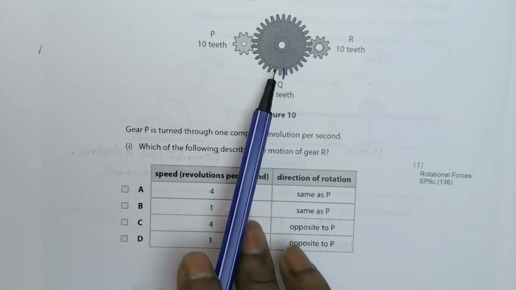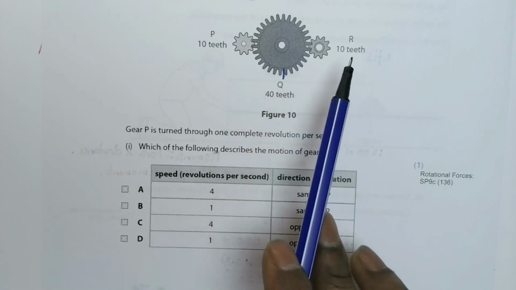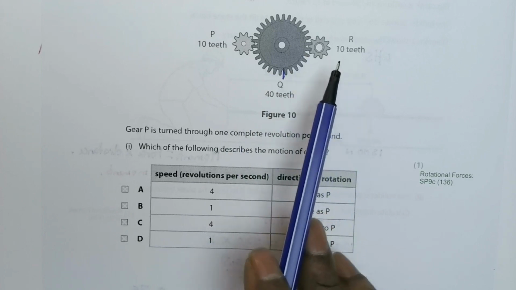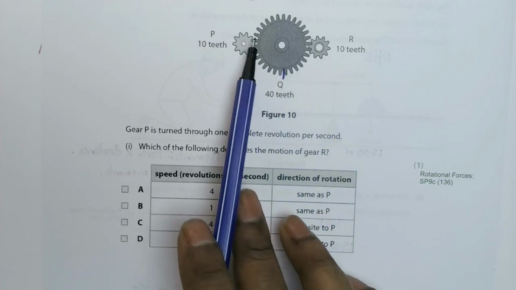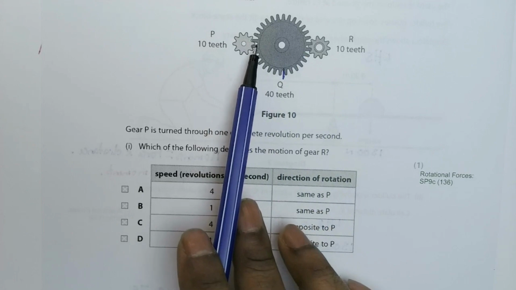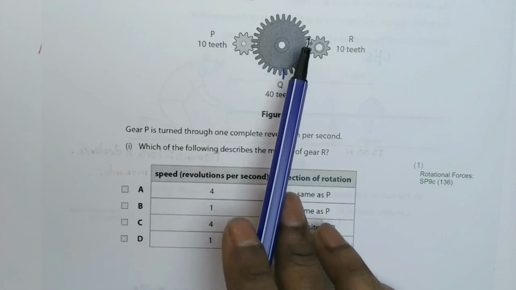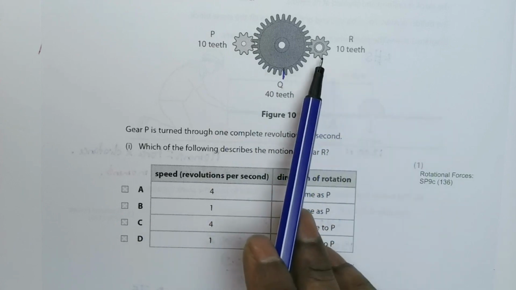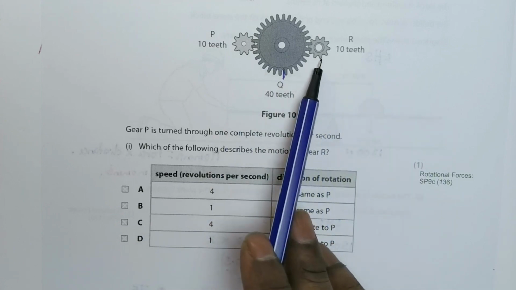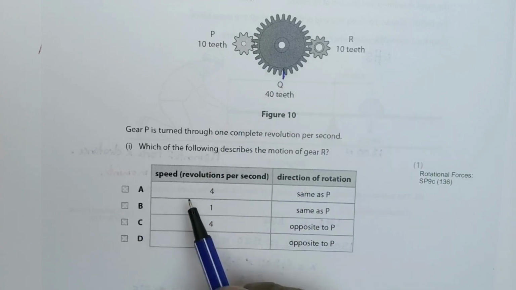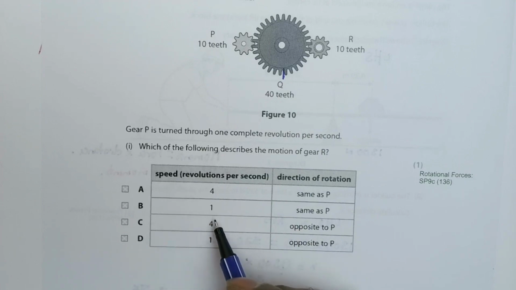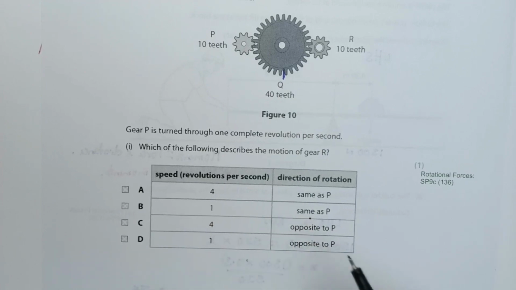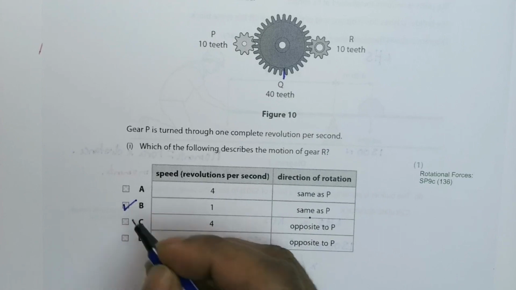Irrespective of how Q moves, R also has 10 teeth. So when this moves one full revolution, 10 teeth would have passed, and 10 teeth would have passed on this point and on this point, which means you would have the same movement in R, which is going to be speed 1 revolution per second, the same as P. So the answer is B.